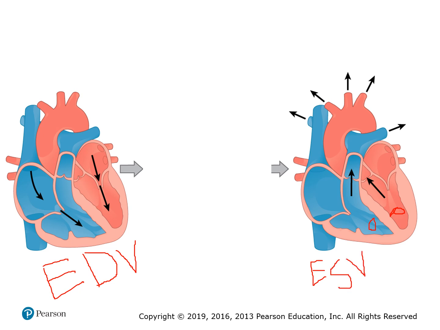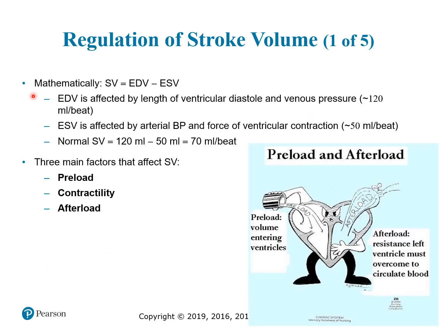So now let's go back to our slide. Okay, now let's go over this formula again. Stroke volume is equal to end diastolic volume minus end systolic volume. And end diastolic volume is affected by the length of the ventricular diastole and the venous pressure. And its value is calculated to be 120 milliliters per beat, because we have calculated the volumes in different parts of the heart. So the end diastolic volume is 120 milliliters per beat, and it is affected by the length of the ventricular diastole.